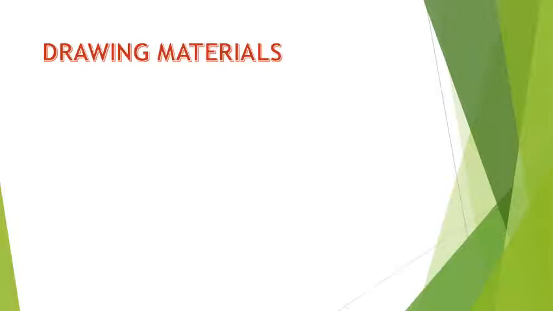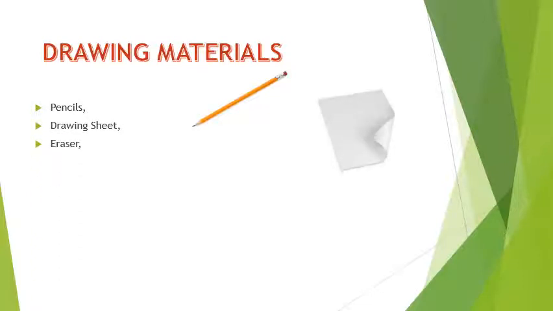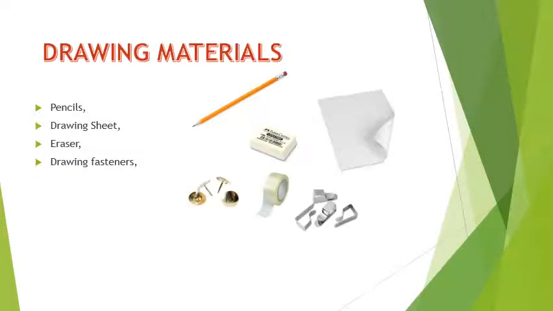Now we will discuss some drawing materials. First we have pencil. Yes, pencil, that's the most important drawing material we will use. Next, drawing sheet on which the drawing will be prepared. Then eraser to erase some unwanted lines. Drawing fasteners. See, here we have board pin, sellotape, elastic clips. All of these three will come in the category of drawing fasteners. Duster. This is a duster cloth which we will use to remove some unwanted dust or rubber residues from the drawing sheets.